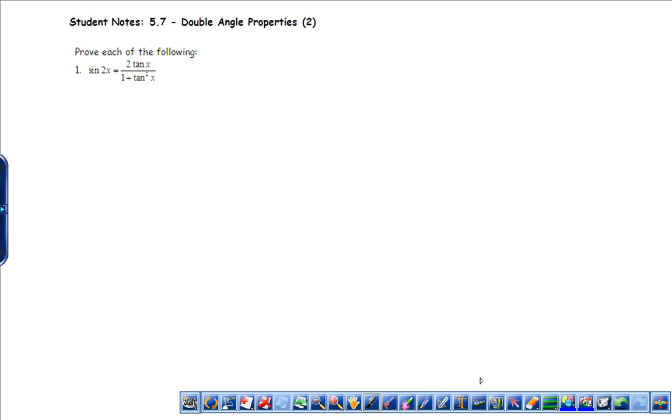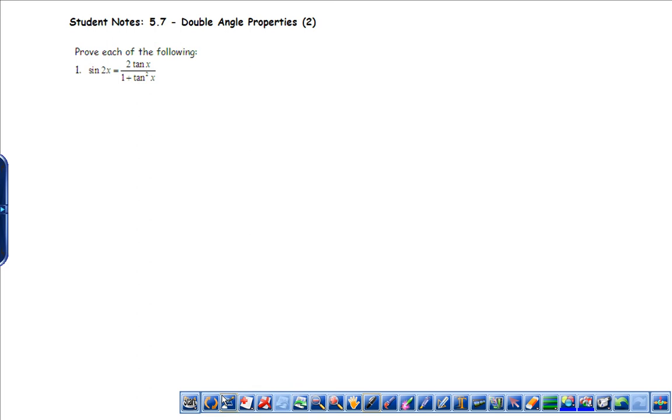This is 5.7 double angle properties, and this is day 2. You need your formula sheet out, and remember double angles are on the back side. What I would probably do with your notes today is try to do these on my own, and then go back and look at these and watch the notes, since there's only three proofs.